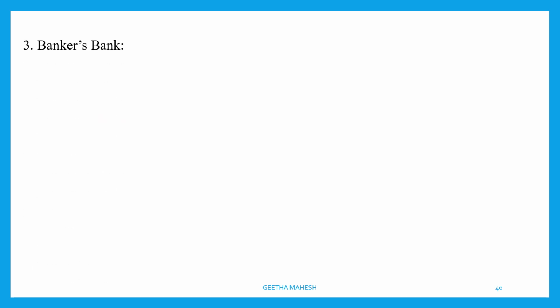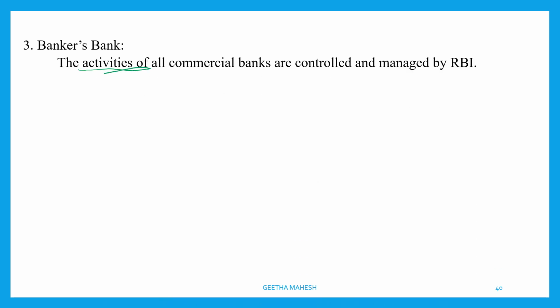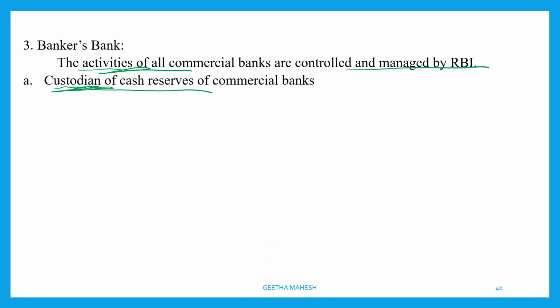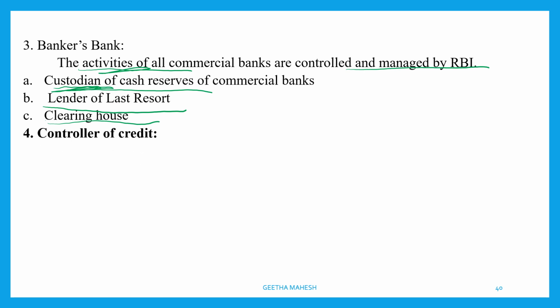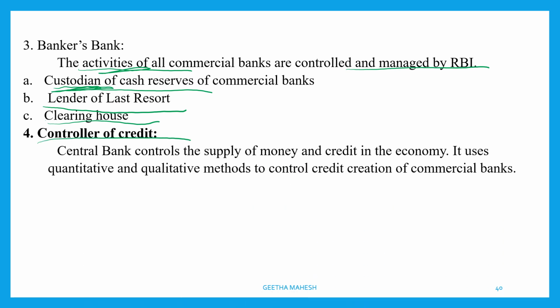Next one is Bankers' Bank. The activities of all commercial banks are controlled and managed by RBI. RBI acts as a custodian of cash reserves of commercial banks. It acts as a lender of last resort and as a clearing house between commercial banks. Controller of credit. The central bank controls the supply of money and credit in the economy. It uses quantitative and qualitative methods to control credit creation of commercial banks.